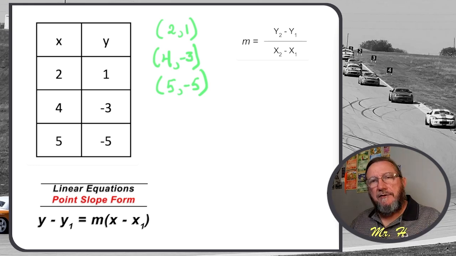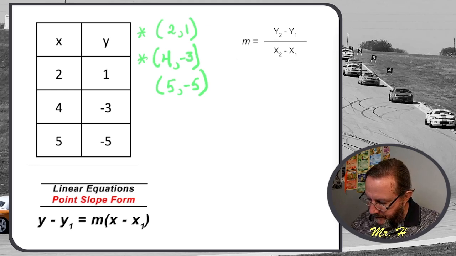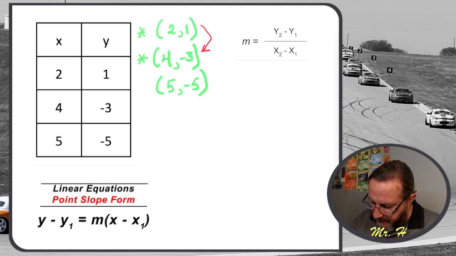Let's just select the first 2 points to work with. If I go from 1 to negative 3, how far is that? How much of a change is that? Think about the number line. From 1 to negative 3. First of all, we're going down, so that's going to be a negative number.